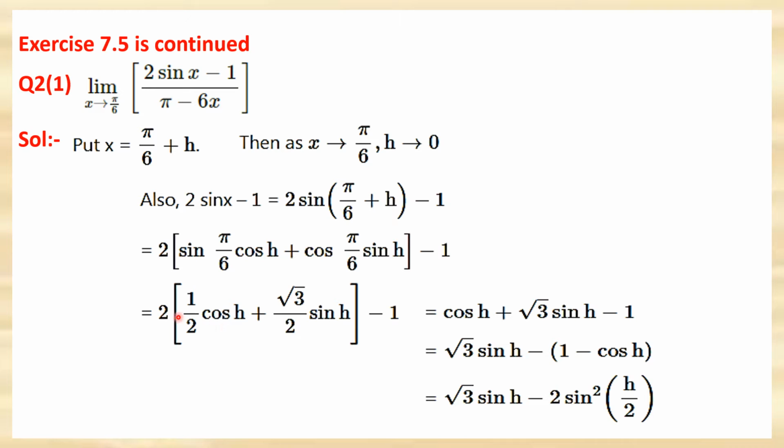Opening this bracket, 2 into 1 upon 2, the 2 gets cancelled from both the terms. Then it is cos h plus root 3 sin h minus 1. We will write this as root 3 sin h minus (1 minus cos h), where 1 minus is taken out. And 1 minus cos theta is 2 sin square theta by 2, so 1 minus cos h is 2 sin square h by 2.